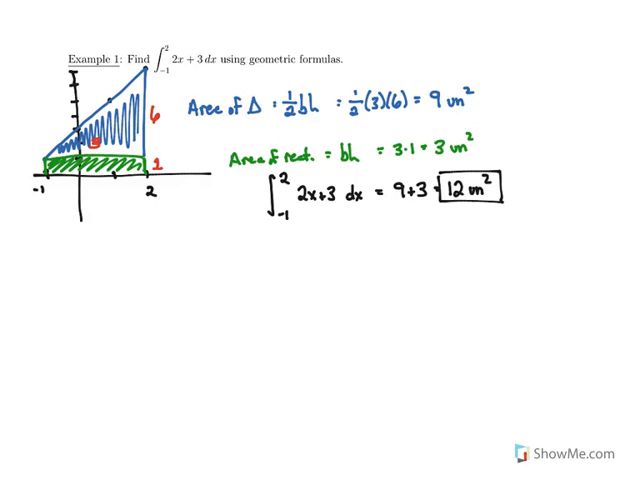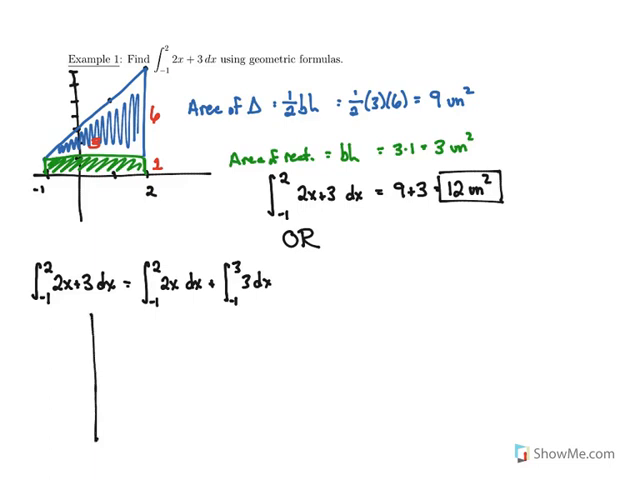There's another way that we could do this using some rules. So let's think about this. We can break up this integral over addition, giving us the integral of 2x plus the integral of 3. Now in this example, it may not be that helpful, but let's just see what would happen here. So from -1 to 2, 2x is an easier function to draw.